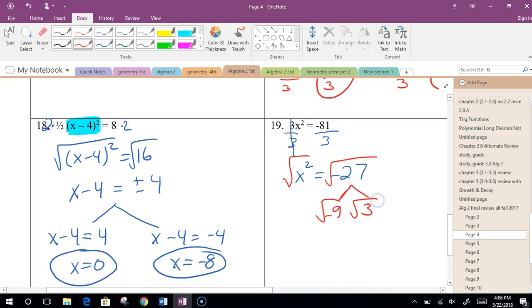If we square root these both, well, the square root of negative 9 is going to be 3i, because remember, i takes out the negative under a radical. And then we would leave the square root of 3. And all we have to do to finish is put the plus and minus in front.